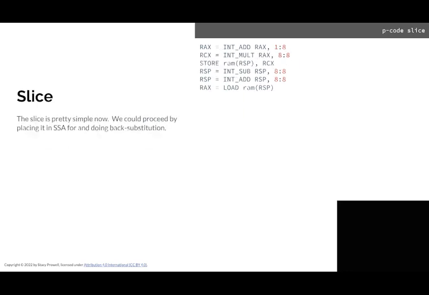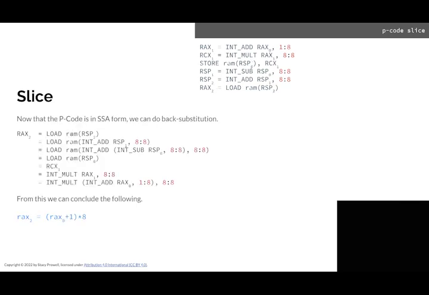Even simpler. And we can proceed in a number of ways, but let's put it in static single assignment form. So we'll assume everything starts at 0, and so this is now 1. So RAX of 1 is int add of RAX 0 and 1, and we go on to the other ones. I can then back substitute over here, right? RAX2 is load RAM RSP sub 2. I work through this and I find out that finally RAX is the int mul of the int add of RAX and 1 and 8.